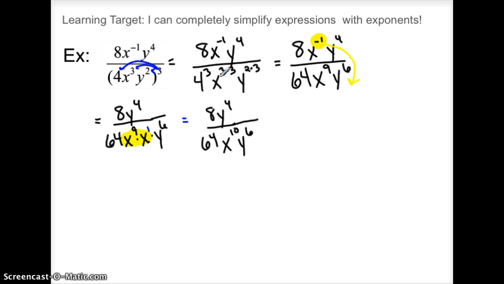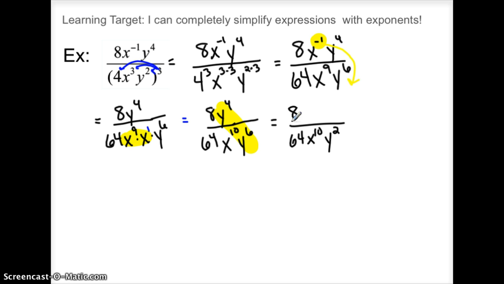Now, I got rid of one problem, but I still have another. I still have 2 y variables, correct? So I need to combine those as well. And now remember, we talked about in a previous video what that means. We have 4 y's on top, 6 y's on the bottom. Which is bigger, 4 or 6? And hopefully you'll agree with me that 6 is bigger. So that means y is going to stay on the bottom. But what's the difference between 6 and 4? I'll have 2 left over on the bottom.